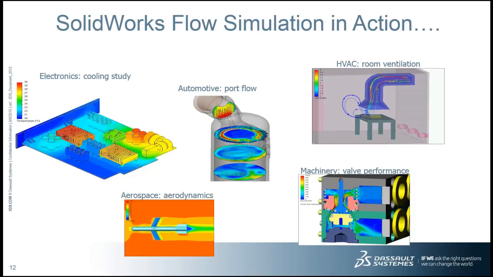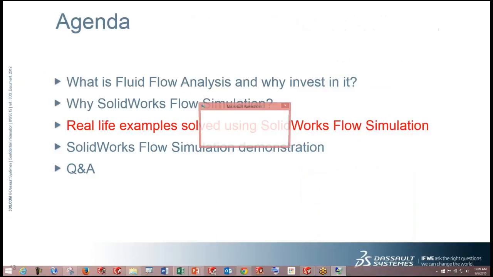In aerospace, it's used for aerodynamics to determine drag, to improve the efficiency of a wing design or something like that, to give a more efficient aircraft. And in machinery, just another example, being able to understand if you have a number of working components in a system, how does the fluid flow throughout the entire system, and are we getting the expected results?